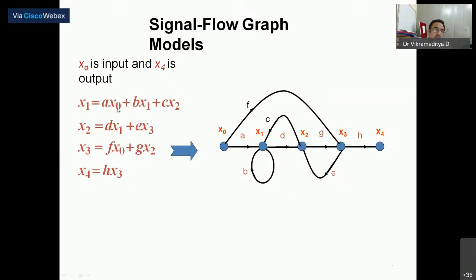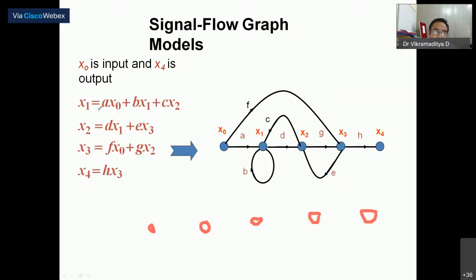So there are 5 variables. See, x0 is also there: x0, x1, x2, x3, and x4. So how many variables are there? 5 variables are there. Okay, so what you will do? Since the variables are in this form, you will form 5 nodes: 1, 2, 3, 4, and this is 5. So 5 nodes are clear, I think.